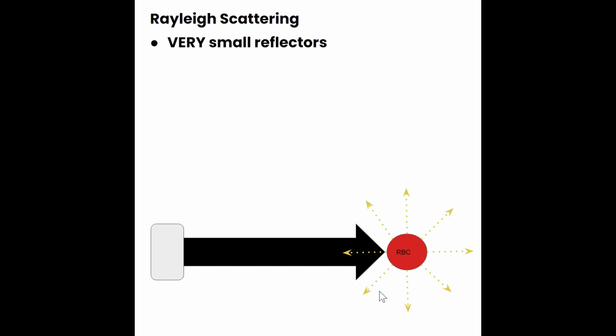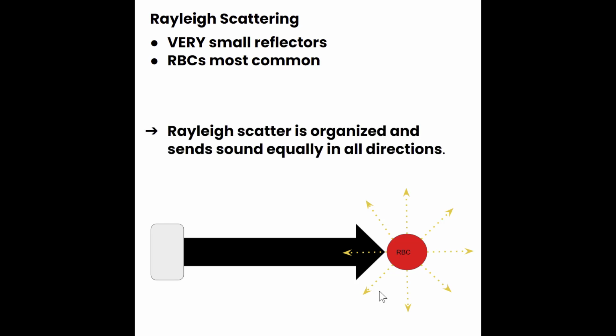Now there is a special type of scattering that occurs, and it's called Rayleigh scattering. Rayleigh scattering is going to occur with very, very small reflectors, typically going to be with red blood cells. When we were talking about normal backscatter, we kind of described it as unorganized and random and that it could go in any direction that it felt like. Rayleigh scattering is a little bit different. It is going to be very predictable, very organized, and it sends sound equally in all directions. So we call it omnidirectional.